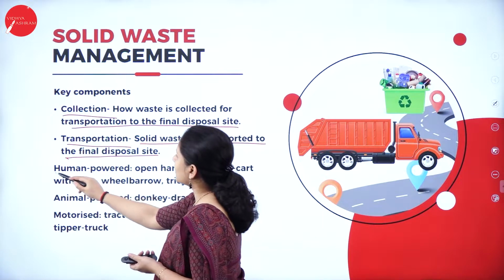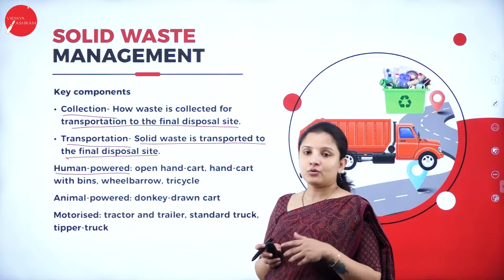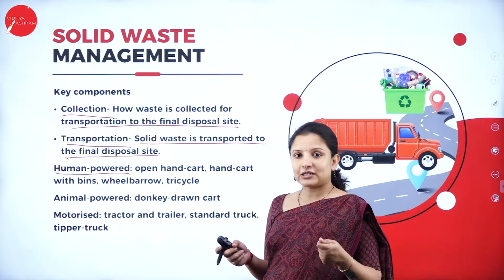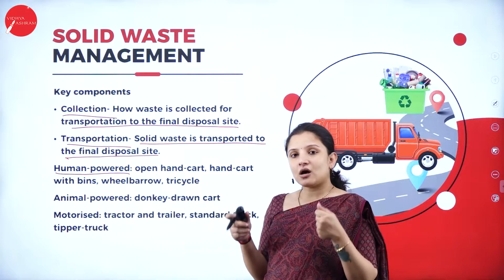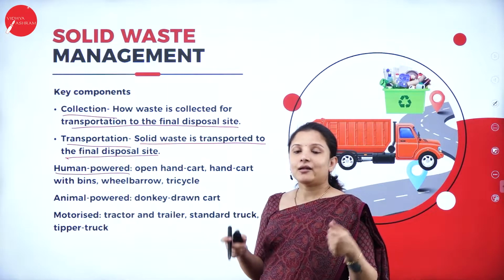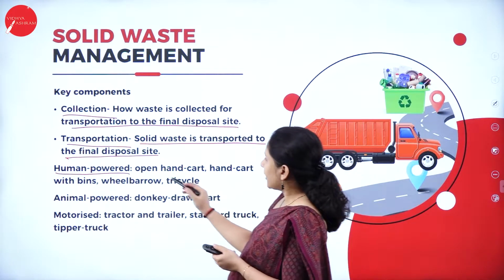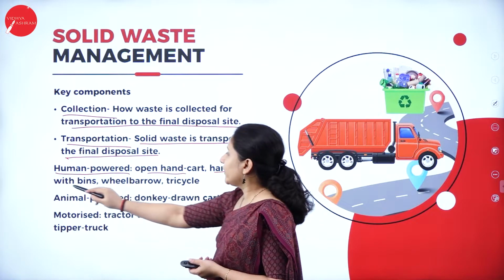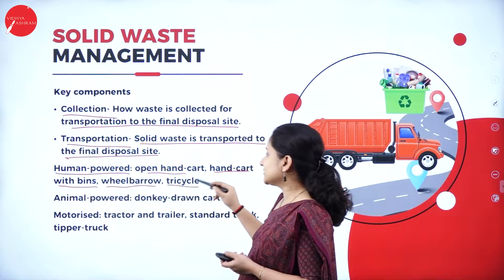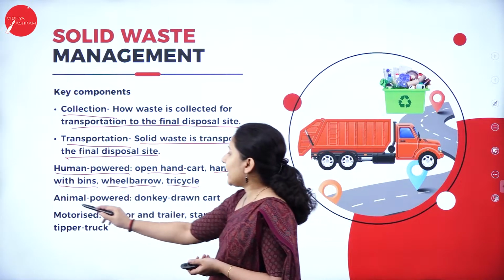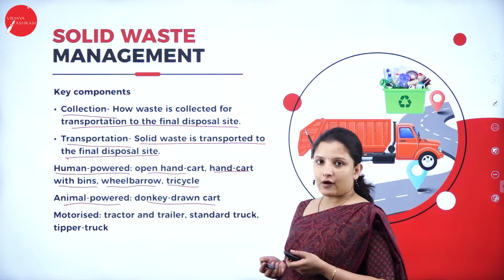So transportation can be human powered. That is, either an open hand cart can be used. Most of us have seen the municipality people or workers actually push carts. At each house they will park that cart there and then they will empty the dustbin and they will move further, right? So an open hand cart can be used. Then a hand cart with waste bins can be used. Then a wheelbarrow can be used. Tricycles can be used. Or it can be animal powered, wherein donkey drawn carts are also used. This is usually not found nowadays.